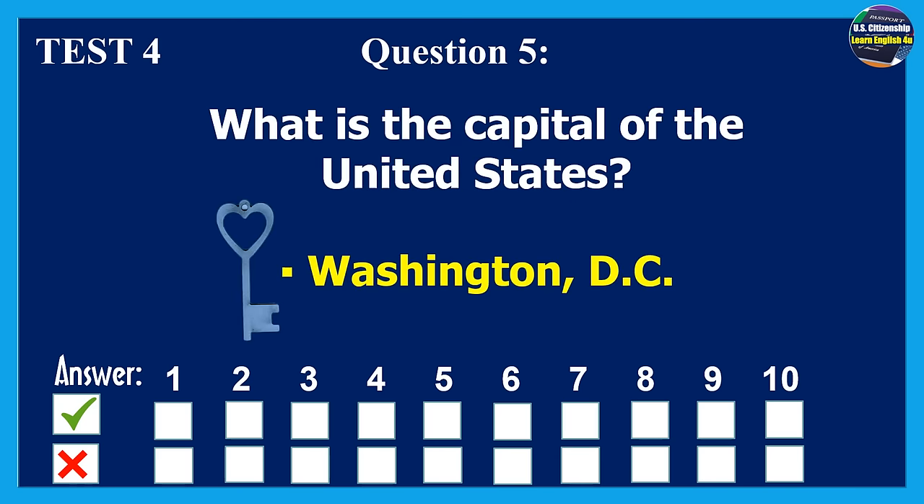What is the rule of law? Everyone must follow the law. What is one reason colonists came to America? Freedom. What movement tried to end racial discrimination? Civil rights movement.